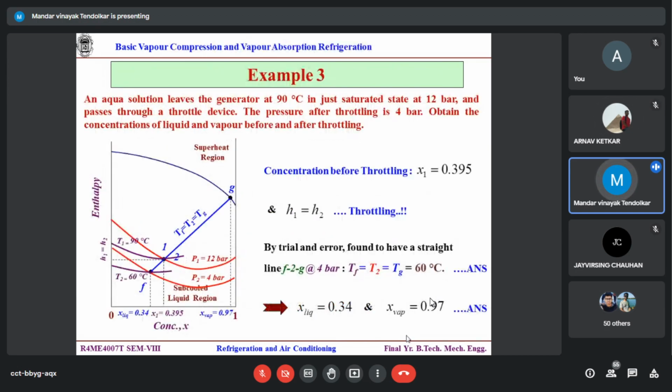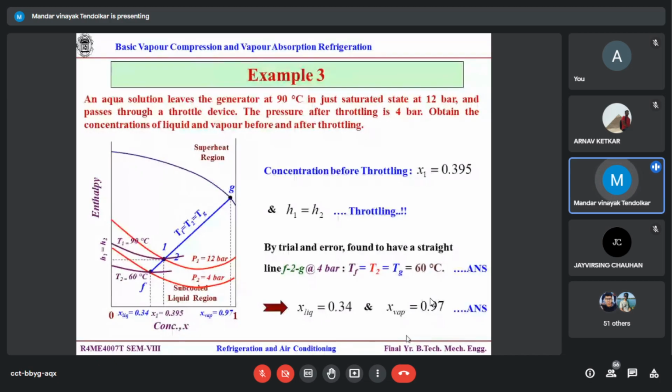Now this is the example. Try to solve it. Aqua ammonia solution leaves the generator at 90 degrees Celsius in a saturated state at 12 bar. So 12 bar and 90 degrees Celsius. Observe the diagram, locate the point. That is the same as H1 equal to H2, X1 equal to X2, and it passes through a throttle device. The pressure after the throttling is 4 bar.